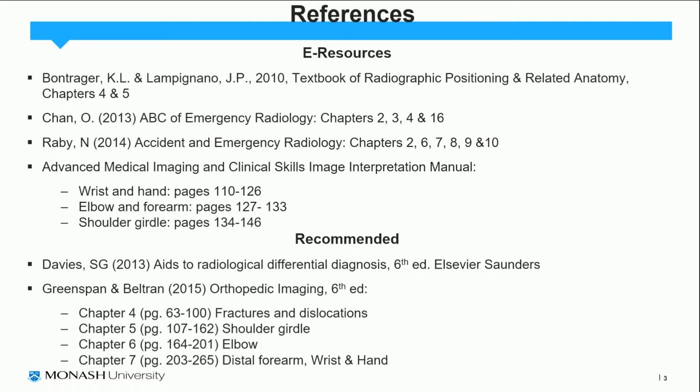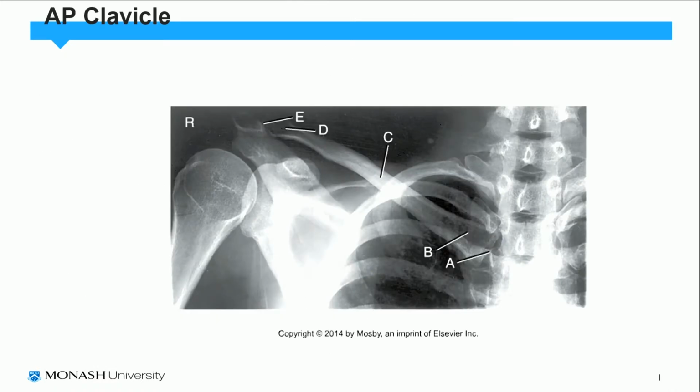I've also recommended some other resources. This is just additional. One resource that I have used, but I've included what I thought was necessary in terms of some of the imaging, is Greenspan and Beltran. Chapters 4, 5, 6, and 7 are applicable to this presentation. Now, I've given here a number of images, and I would like to encourage you to try and identify the radiographic anatomy. I will provide feedback on these after we have done a practice bank.